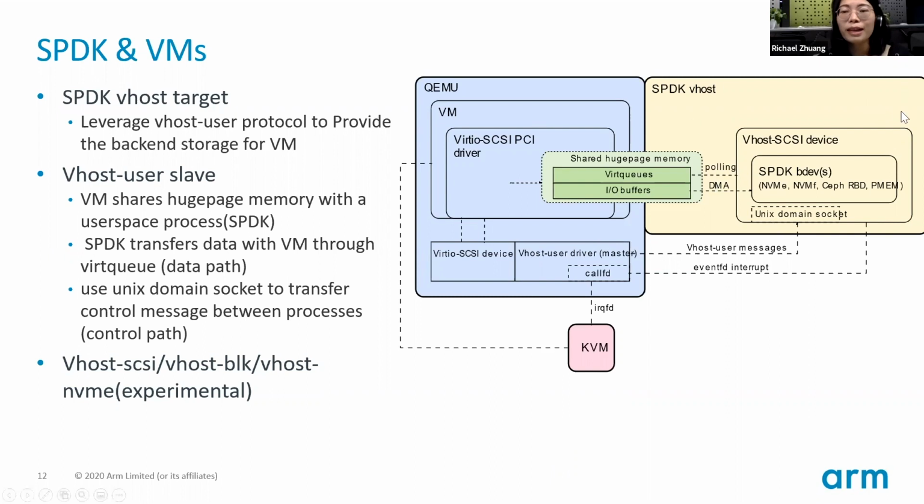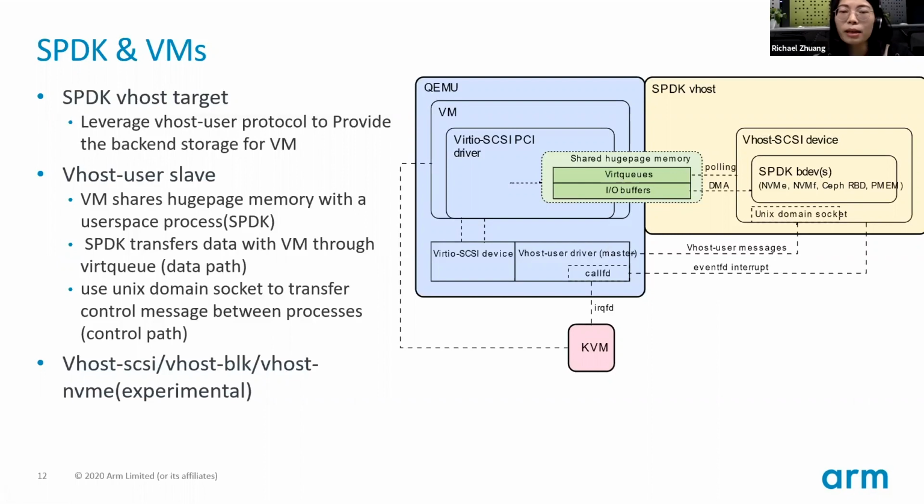In this picture, we can see that the virtual machine shares its huge page memory with SPDK vhost, and SPDK vhost transfers data with the virtual machine through the vring queues in the shared memory. For the control path, a Unix domain socket is used to transfer control messages between these two processes.